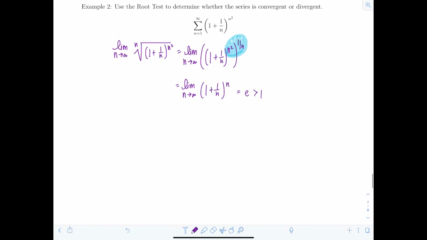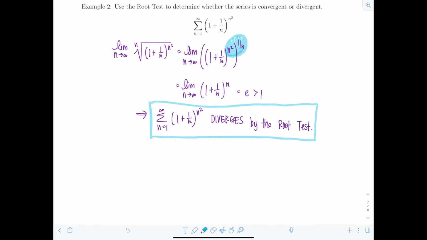So this means that the sum, n equals 1 to infinity, of 1 plus 1 over n raised to the n squared diverges by the root test. Okay?